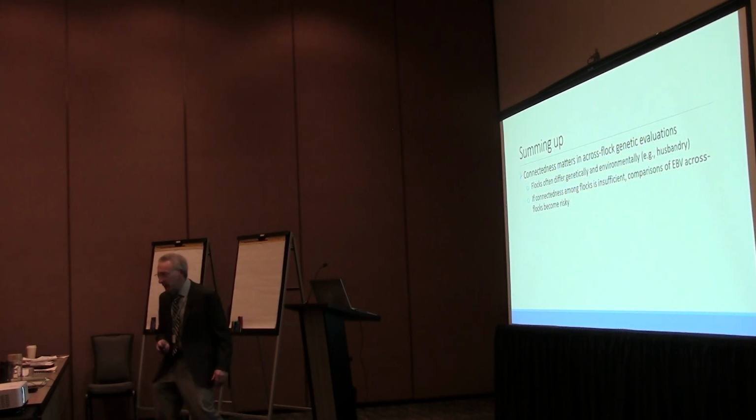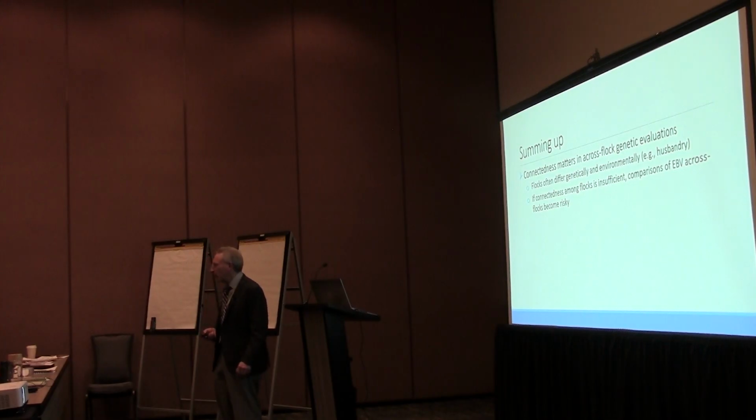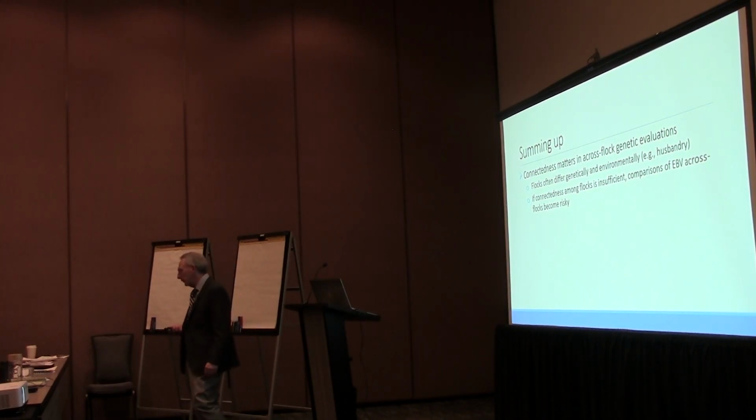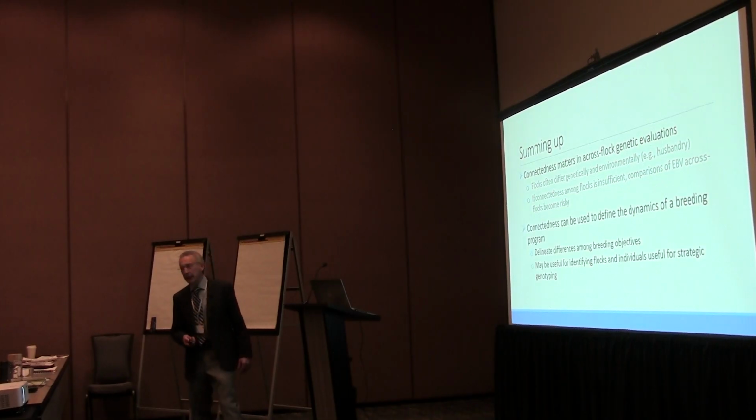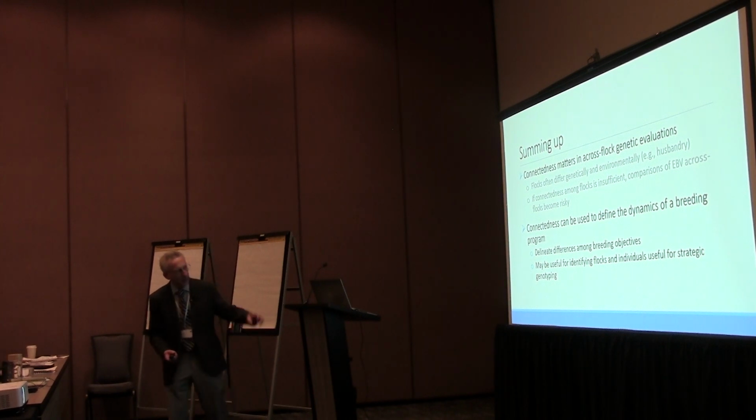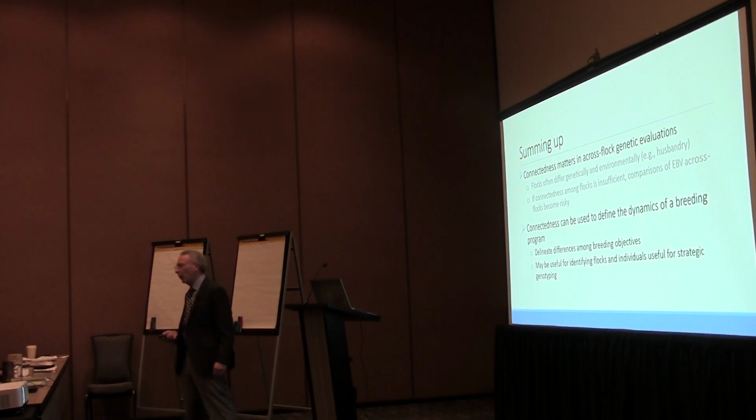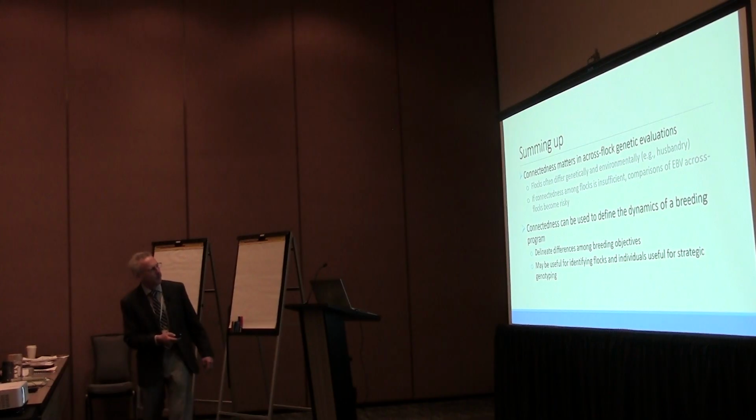So I'm going to sum up in the couple minutes I have left. Connectedness is really important when we're trying to make selection decisions among animals across flocks because we need to disentangle genetics from environment. If connectedness is insufficient, we just need to be careful if we're making the right choices in those comparisons. It can also be used to define some dynamics of breeding programs. When we see disconnected groups, it usually means something. They have different objectives in their breeding programs, and that maybe needs to be thought about. And I've actually also used it to figure out who I want to genotype, similar to some of Carrie's comments about some of the tools that she's using.